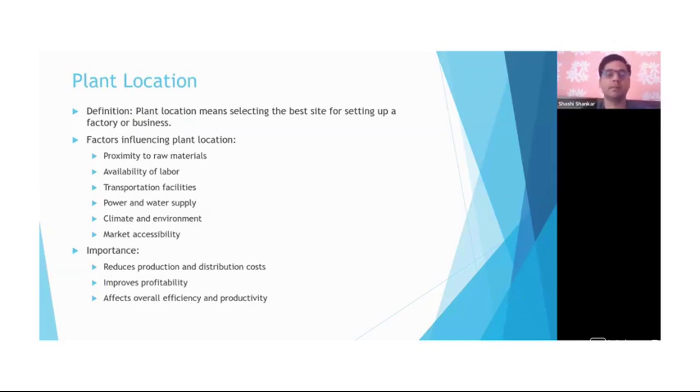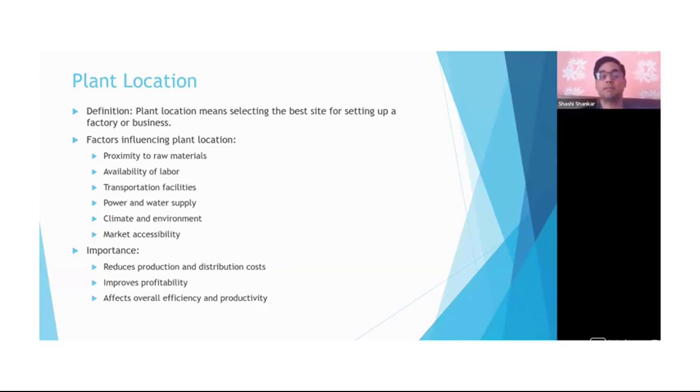That is for the inbound or outbound, whatever it is, the transport facility also needs to be considered while we are choosing the plant location. Another one is power and water supply. That is most important because it is required for the operations. That means power and water as well. So we have to also think about the availability of power and water supply. Next one is climate and environment. Definitely, that is also crucial. So for some products, climate needs to be, suppose it should not be too hot or too cold, something like that. So that also needs to be considered while we are choosing the plant location.